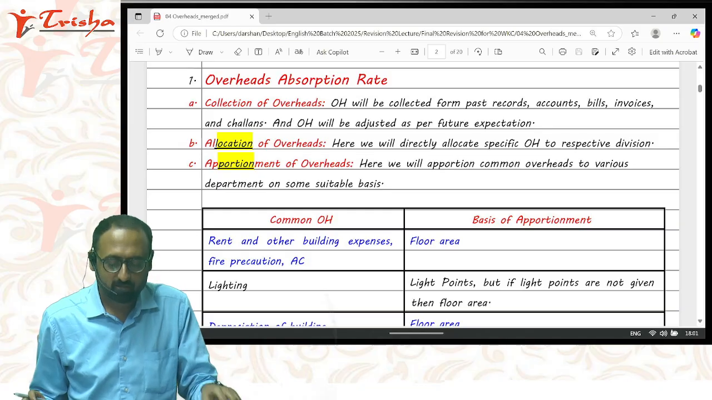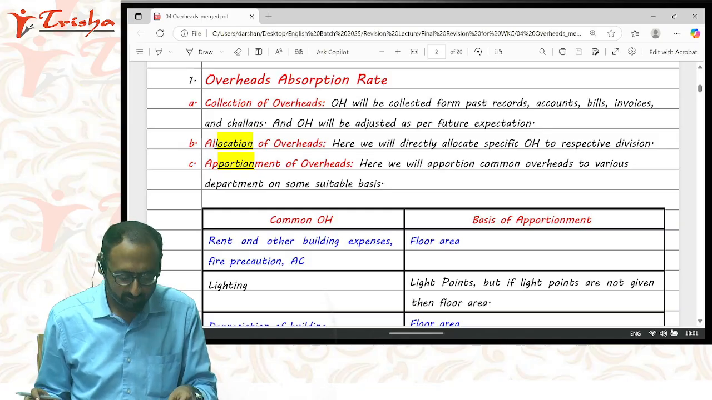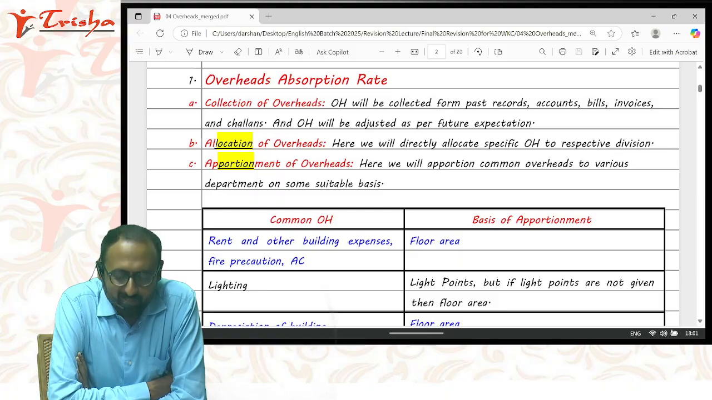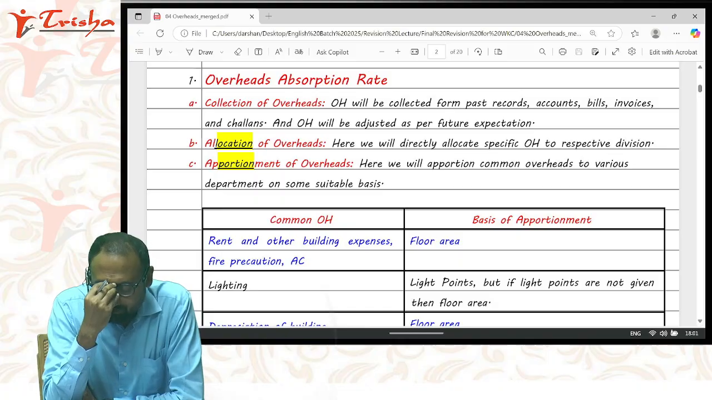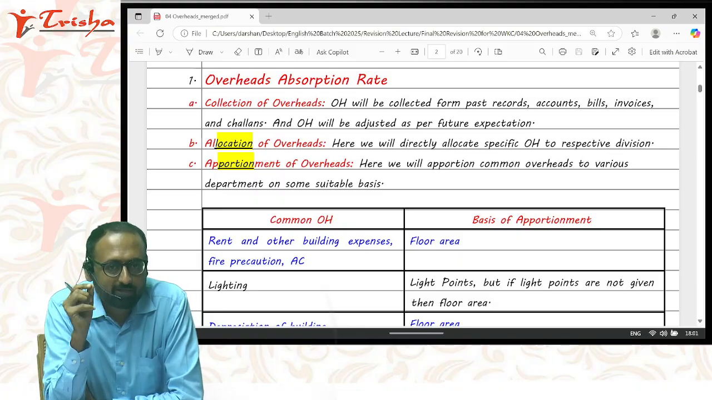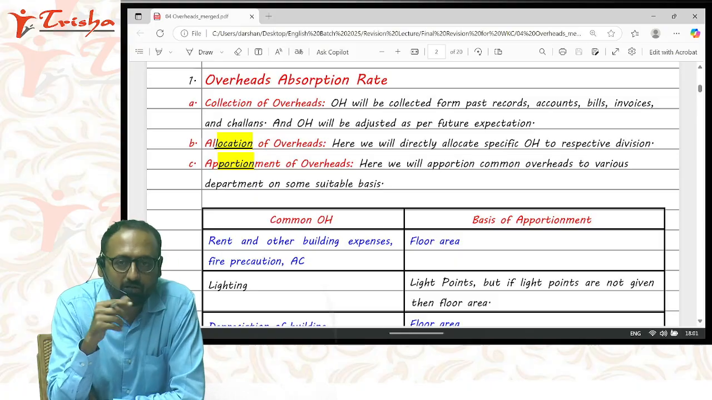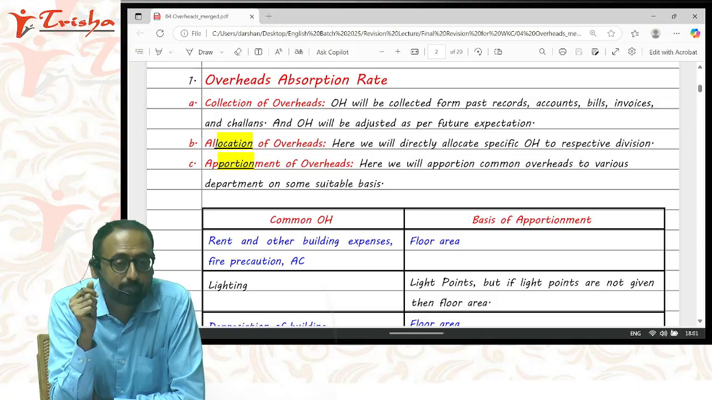Guys, let's continue our discussion on this overhead topic. In the last part, we have completed some portion of this overhead topic. Basic part we have completed. Now let's complete the remaining part. Before we start with that next part, let's quickly revise the last part because it will be required in the next questions.